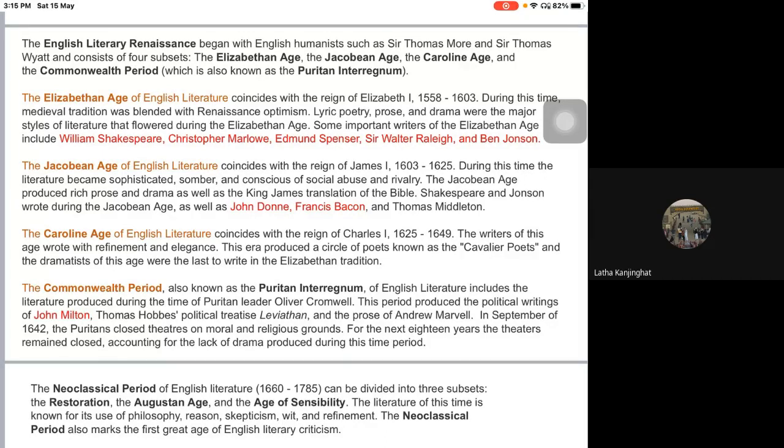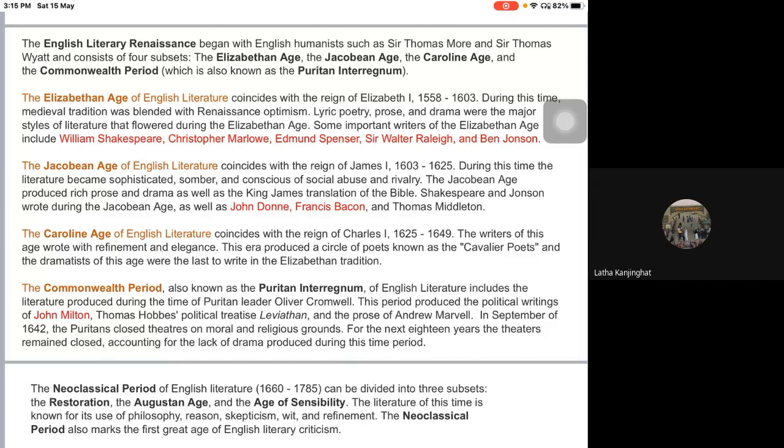During this time, literature became sophisticated, somber, and conscious of social abuse and rivalry. The Jacobean age, that is the age of King James I, produced rich prose and drama, as well as the King James version of the Bible. Important one. Shakespeare and Jonson wrote during the Jacobean age, as well as John Donne and Francis Bacon. John Donne is especially well known as a metaphysical poet, and also Bacon's writings and Middleton.